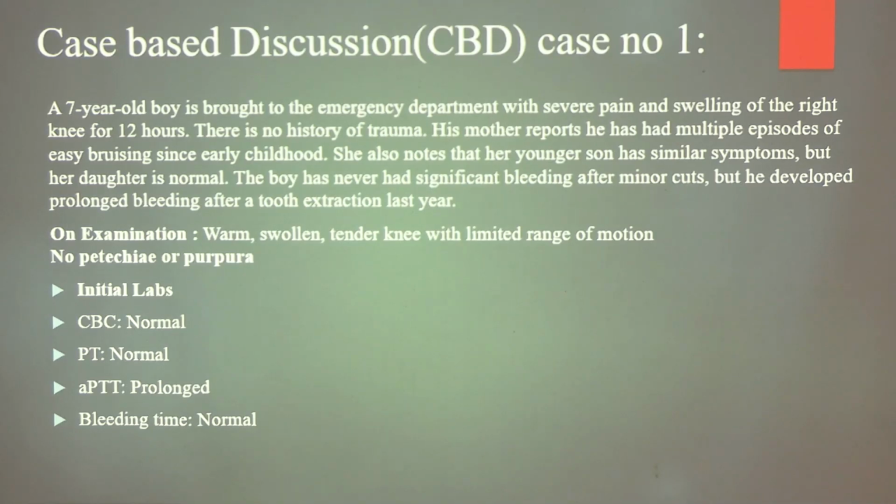Hemophilia. Why are you saying hemophilia? Because there is a family history, and then there is a history of bleeding. CBC is normal and aPTT is prolonged. So these are the key points here. And there is a warm, swollen, tender knee, I will show you this one.